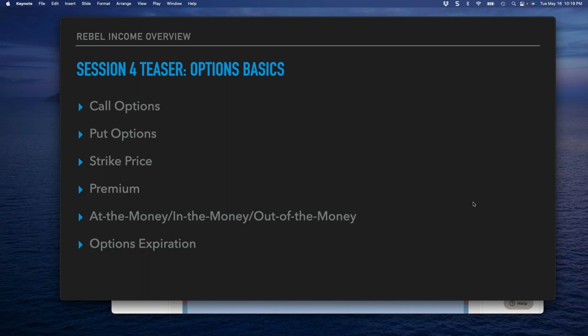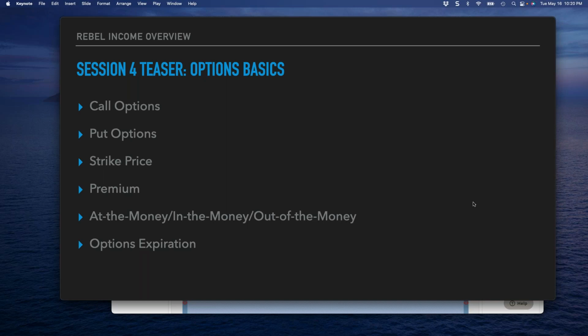So we will talk about call options, put options, why you use one versus the other, what strike prices mean, and what the implication of the different strike prices that you can choose may have on the trades that you're placing. What is a premium? What does that mean to the buyer? What does it mean to the seller of options?